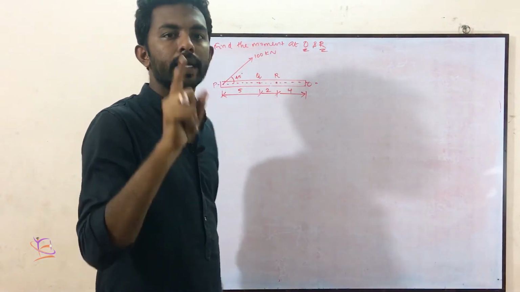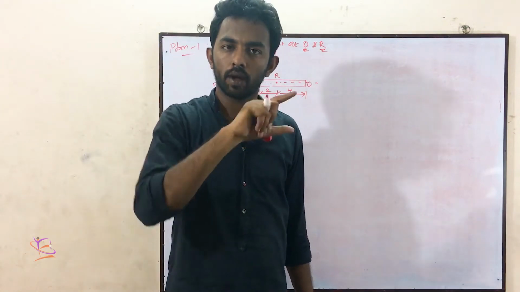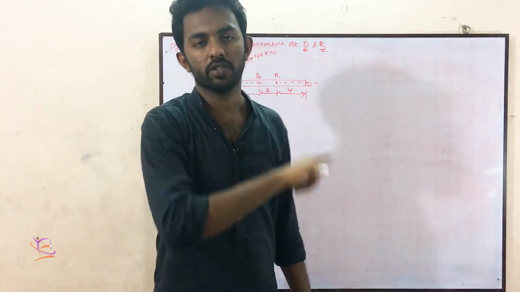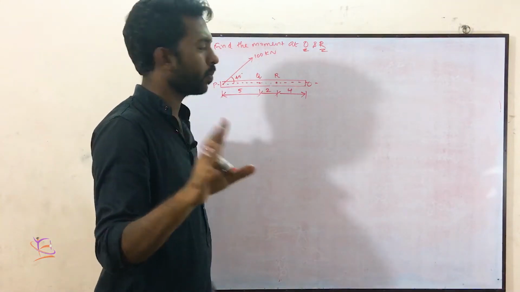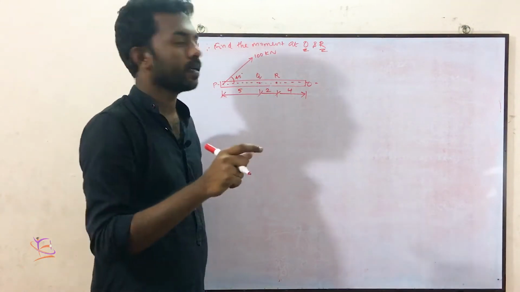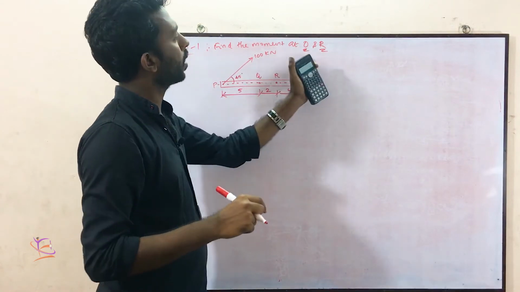Already I told that the couple will remain constant at all the points, but the moment will change. Here only one force is acting, so there is no possibility for a couple. We are only going to calculate the moment about the points O and R.